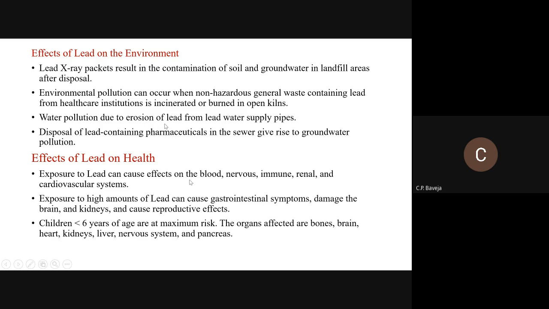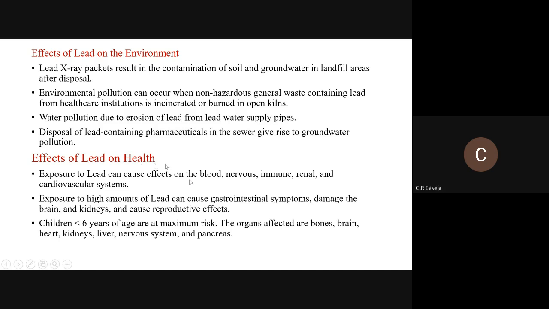Water pollution may be due to erosion of lead from lead water supply pipes. Where lead water supply pipes are there, lead may erode from there and water pollution may occur. Disposal of lead-containing pharmaceuticals in the sewer: if you are disposing of pharmaceuticals in the sewer, it gives rise to groundwater pollution. So, lead-containing pharmaceuticals.